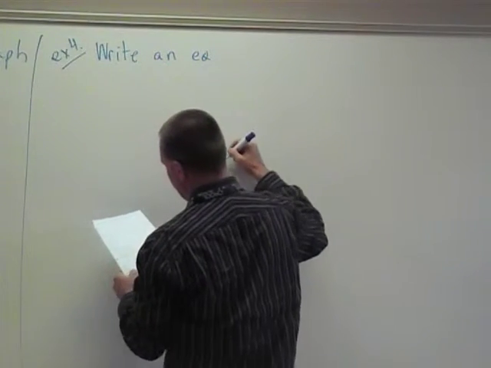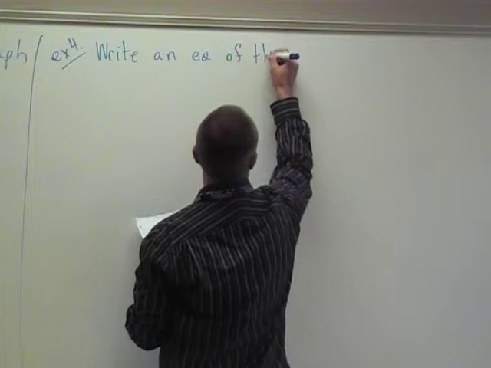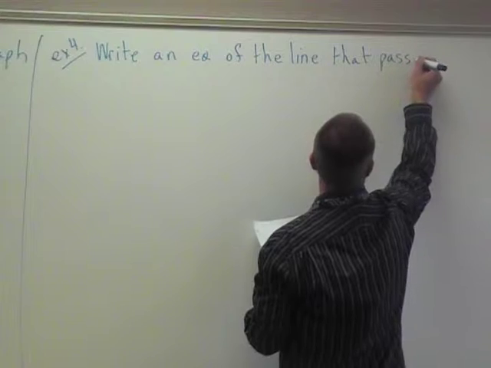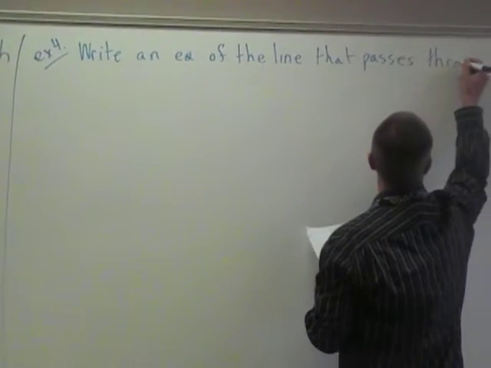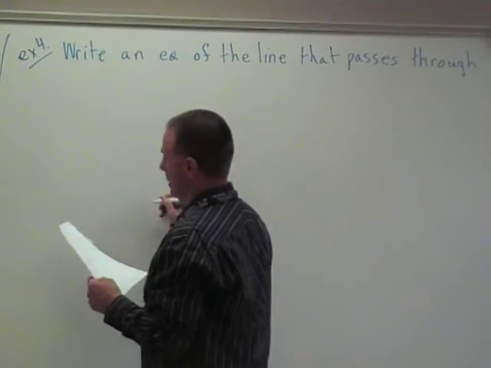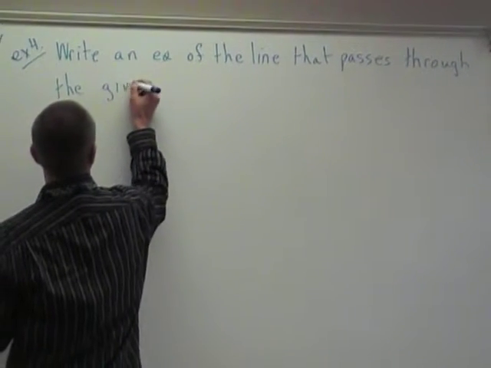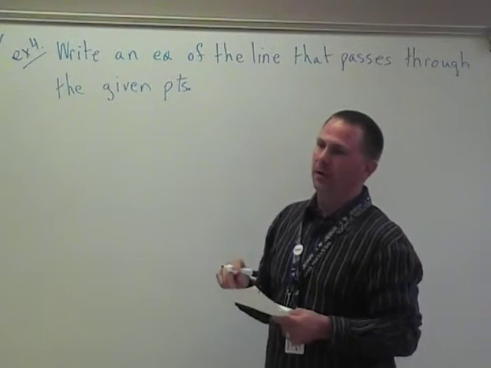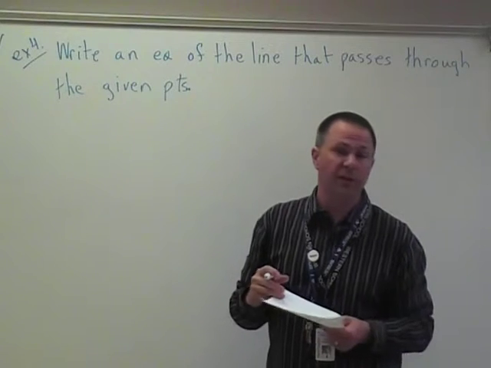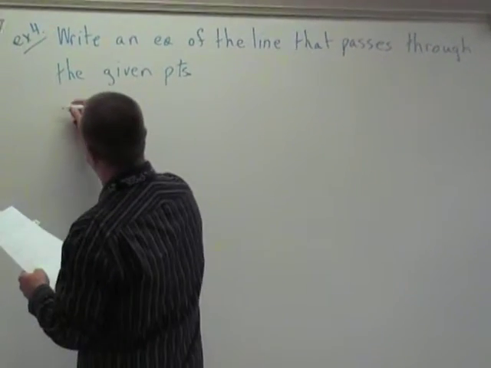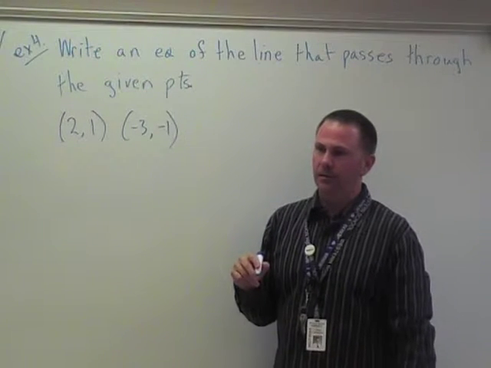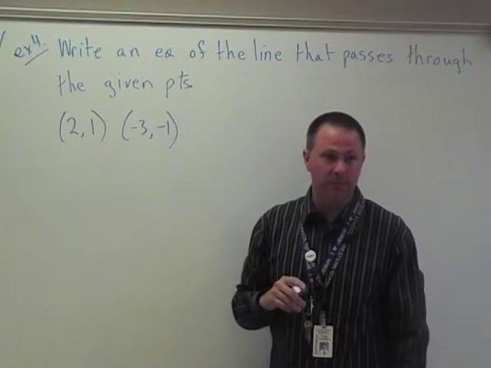Write an equation of the line that passes through the given points. Now you don't need a graph for this. You can graph them if you want and find the slope, but you don't need a graph. So here are your points, 2, 1, and negative 3, negative 1. Well, I need slope. We'll worry about the intercept later.